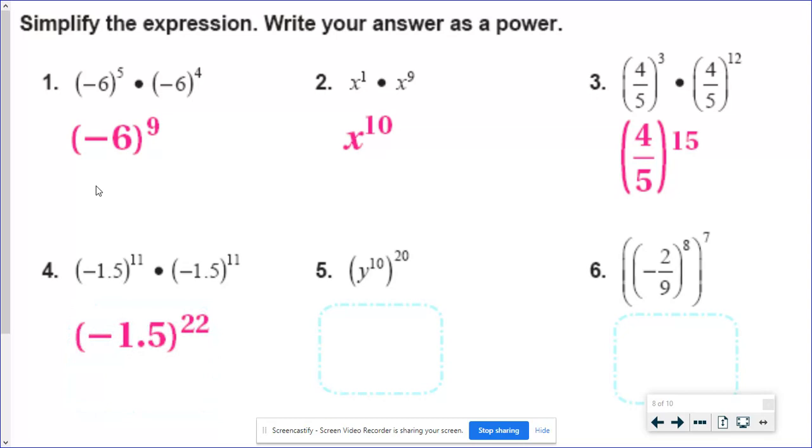All right, this one's going to have a really big exponent because we've got a power to a power. We've got an exponent inside and outside. Here we multiply that. That'll be y to the 200th power.